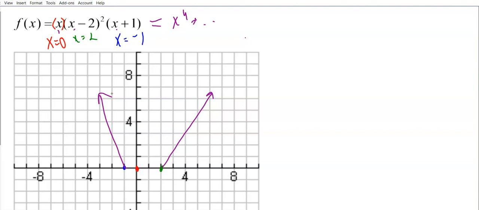I would find the y-intercept now. So let's plug in 0 for x. So that would be 0 times 0 minus 2 quantity squared times 0 plus 1. So we get -2 squared, which is +4, times 1, which is 4.